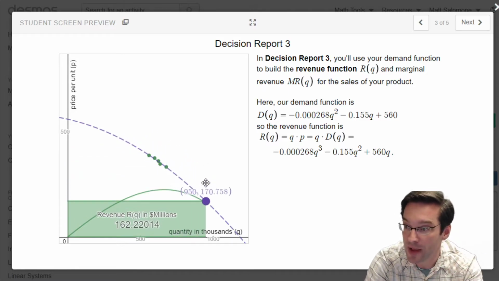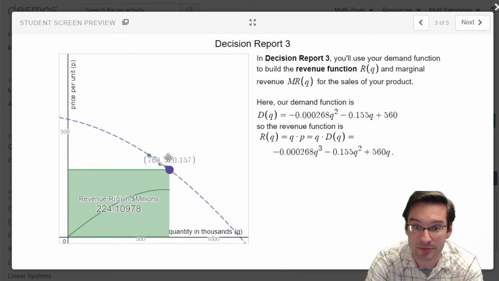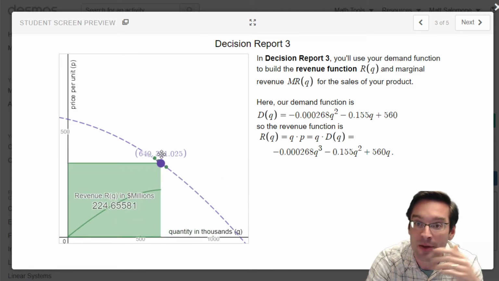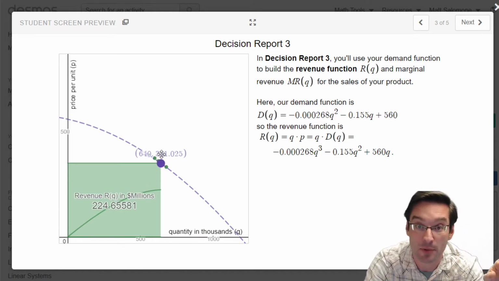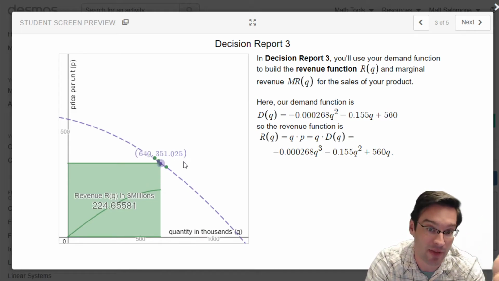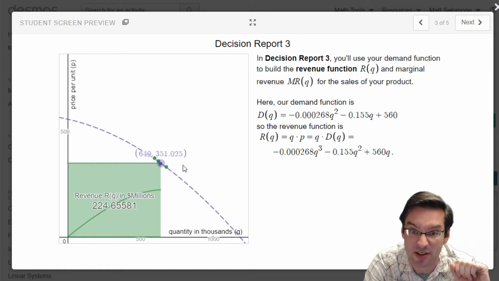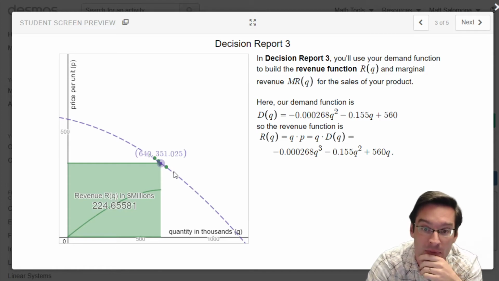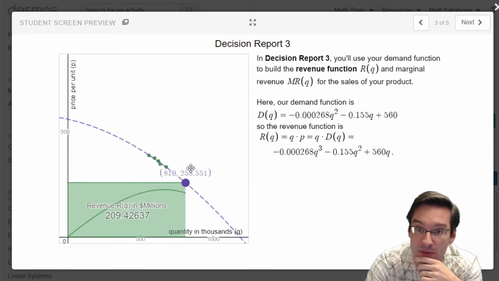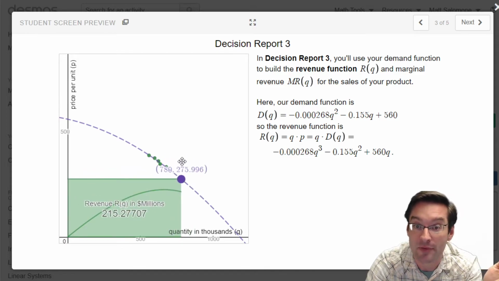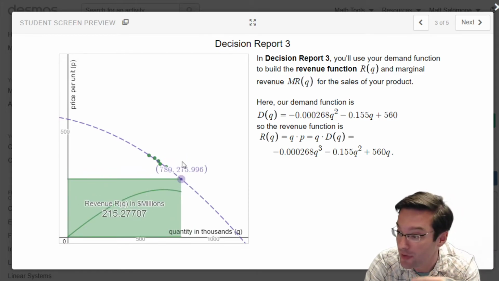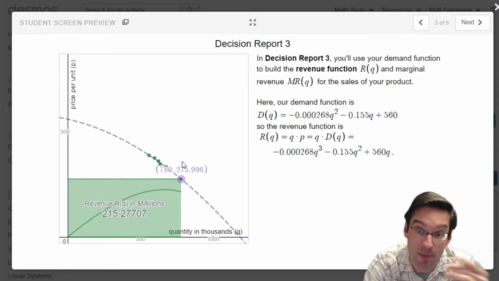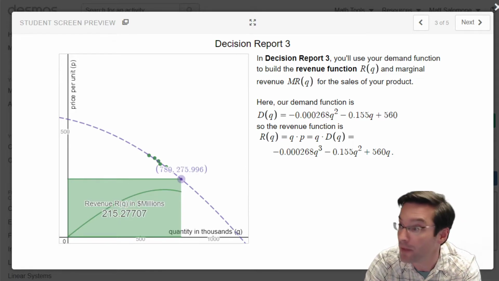And what you might notice about the revenue function is that it has a maximum, right about there or so. So that revenue function will max out. It will reach a highest point. In this example, looks like right around 640 units of sales or so. And so decision report 3 is going to be about building that revenue function, both algebraically and then also investigating some of its differential properties by looking at the marginal revenue function as well.